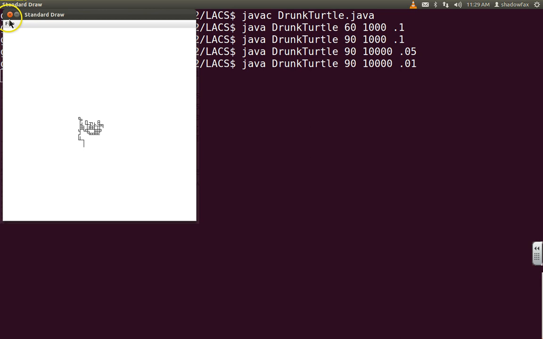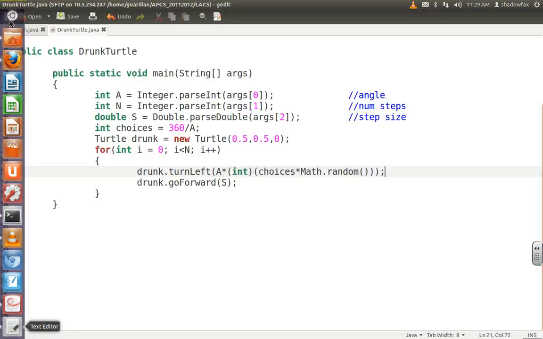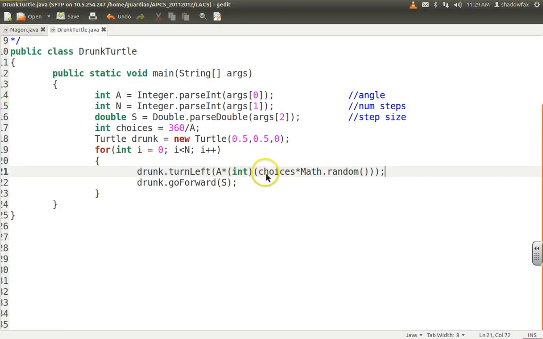All right, let's go back to the code. Okay, there you go. Sorry. All right, so choices. Say angle is 60. 360 divided by 60 is 6. So I have 60 times 6 times the decimal between 0 and 1. So it gives you a decimal between 0 and 6, not including 6. Intified, you get integers 0, 1, 2, 3, 4, or 5 times the 60, so it gives you a multiple of 60. So you can get angles like 0, 60, 120, 180, 240, and 300.